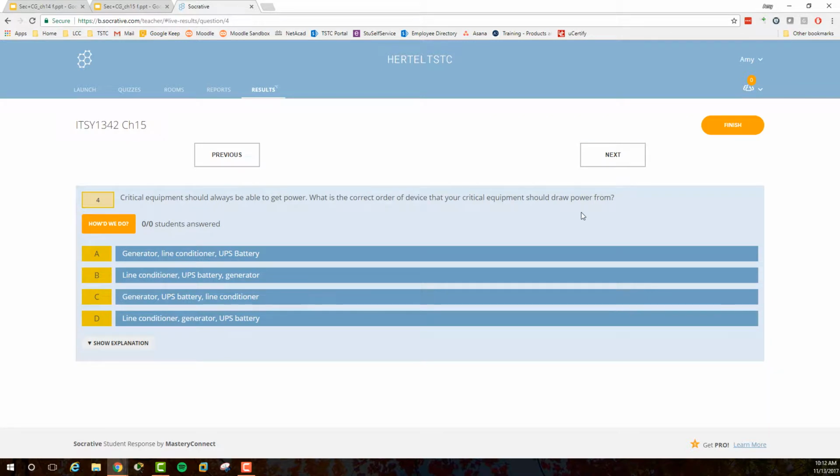Critical equipment should always be able to get power. What is the correct order of device that your critical equipment should draw power from? A. Generator, line conditioner, UPS battery. B. Line conditioner, UPS battery, generator. C. Generator, UPS battery, line conditioner. D. Line conditioner, generator, UPS battery.